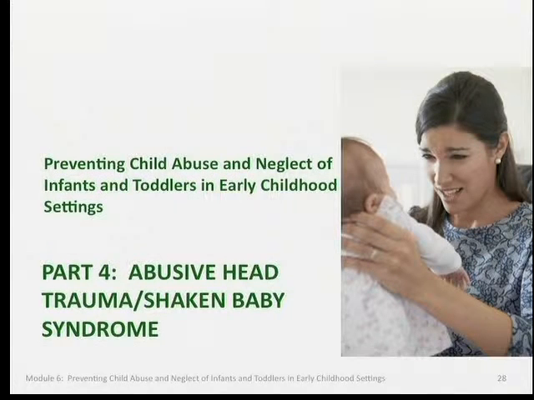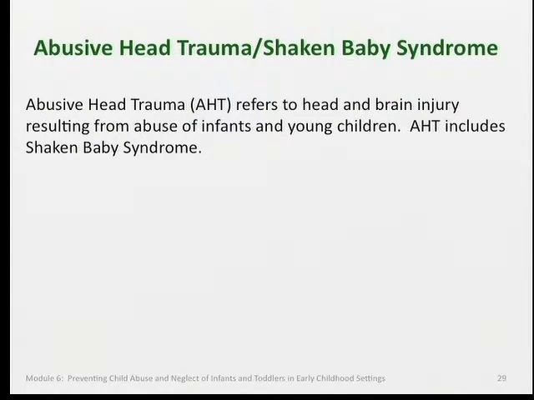Now, let's look at forms of physical abuse. Remember, even if the adult did not intend to cause harm, any reckless or potentially dangerous action that results in injury is physical abuse. Serious traumatic brain injury in young children is largely the result of abuse. Abuse is the third leading cause of head injuries after falls and motor vehicle crashes. Abusive head trauma, or AHT, refers to head and brain injury resulting from abuse of infants and young children. The term AHT includes shaken baby syndrome, but also includes injury caused by other abusive actions.